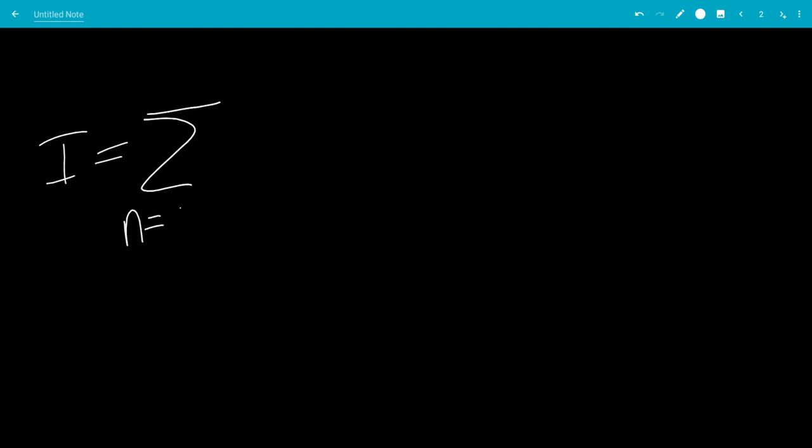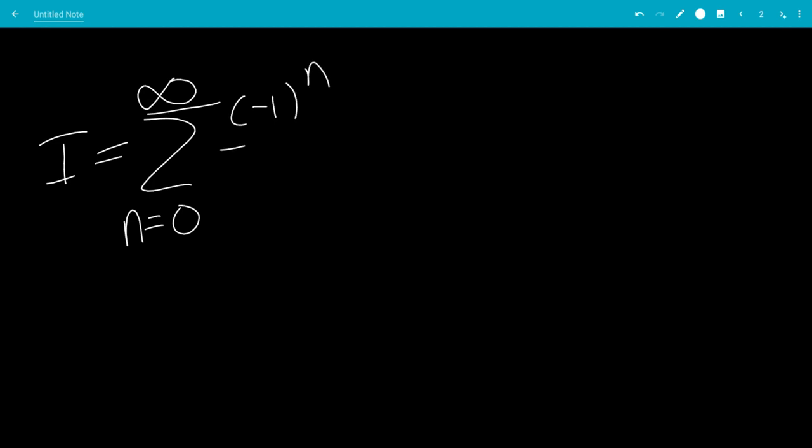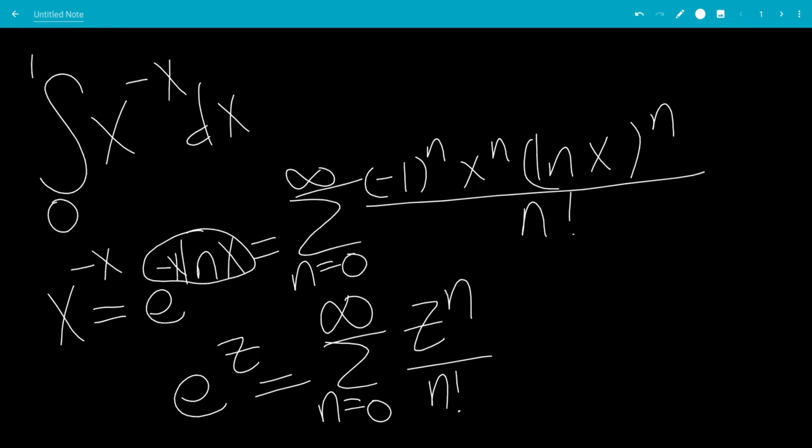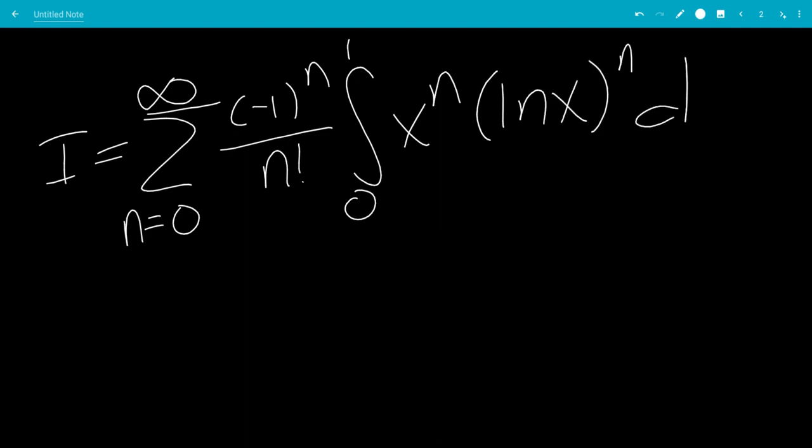This will be the sum. We can move the integral into the sum. The negative 1 to the n over n factorial we can take out. And we are left with the integral from 0 to 1 of x to the n times ln x, all raised to the n, dx. Like before, we're going to let u be negative ln x.